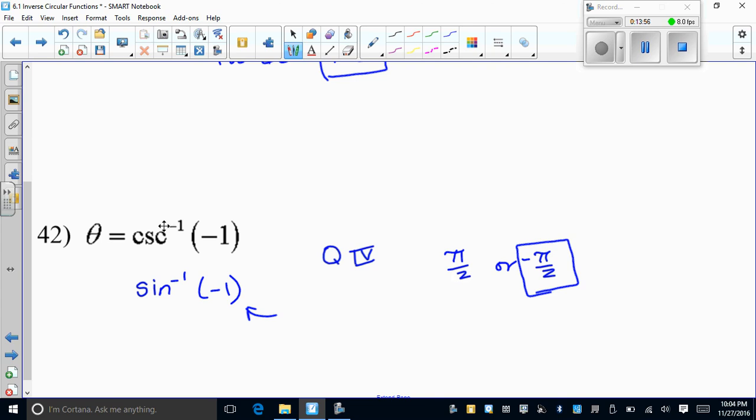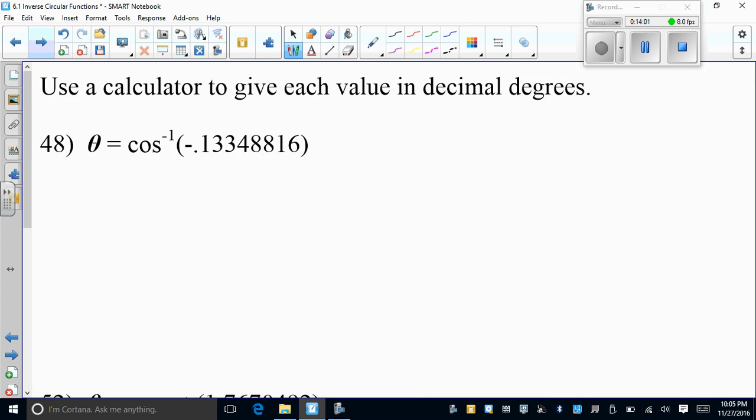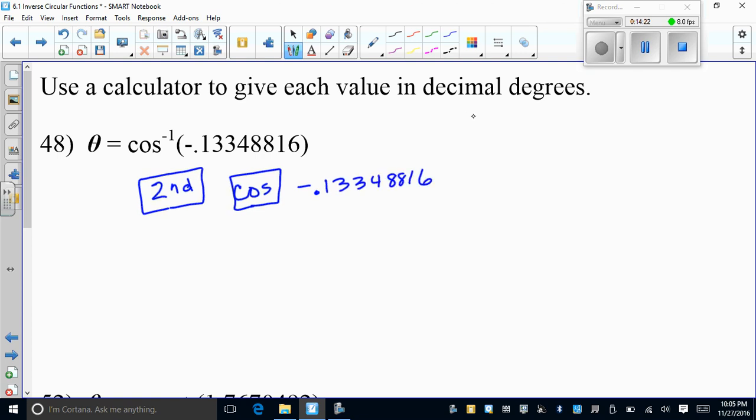Okay, so the next one's asking you to use a calculator. On this one, you're going to put it in there. So what buttons do you push? Second cosine, and then you put in the values: -0.133488816. Make sure your calculator is in degree mode, and they give you theta equals 97.671 degrees.